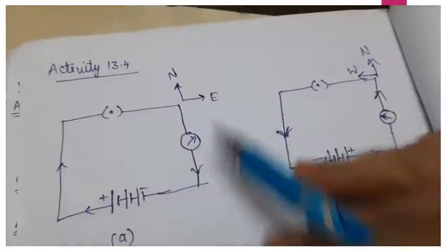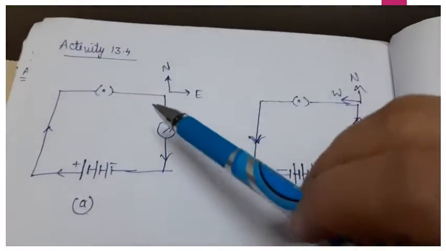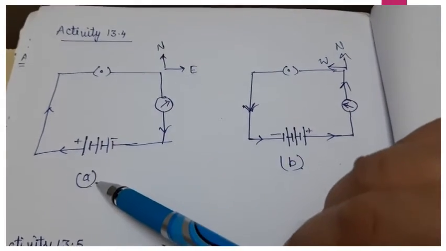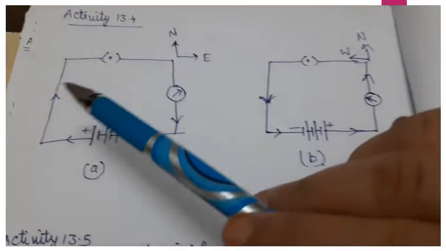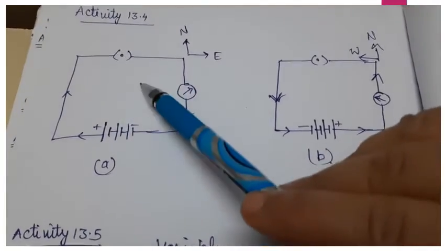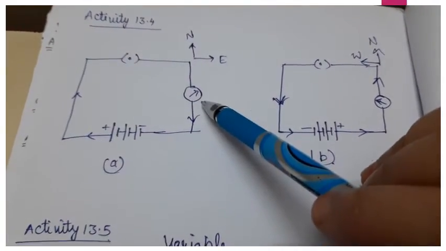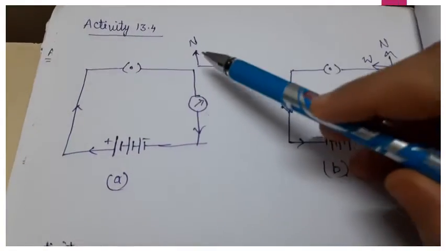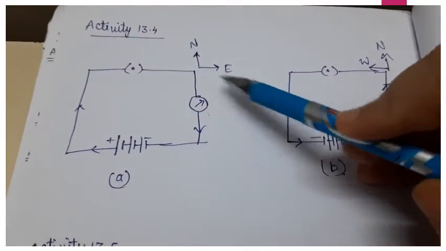Now I'm going to explain activity 13.4. In this activity, in part A, we have taken a battery, a key, and connected a compass in this circuit. The directions north and east are shown here.